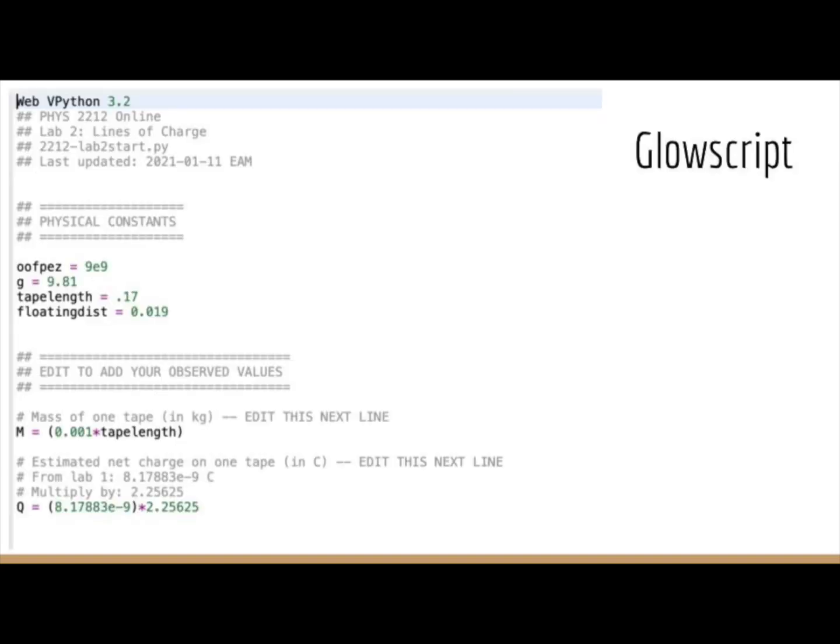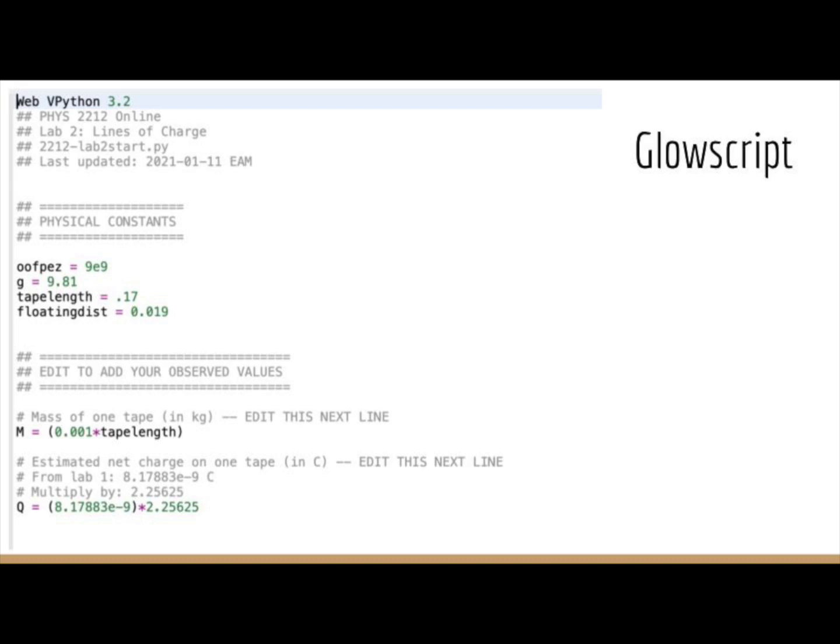Okay, so our GlowScript code. Here you can see we are initializing some physical constants. So our tape length is 0.17, which we measured with a meter stick, and then the floating distance is how far the tapes were apart from each other when one of them started floating. We find the mass. And then down here, we find what the accurate Q is going to be. So we found that it must be multiplied by a factor of 2.25625 in order for the model to work.